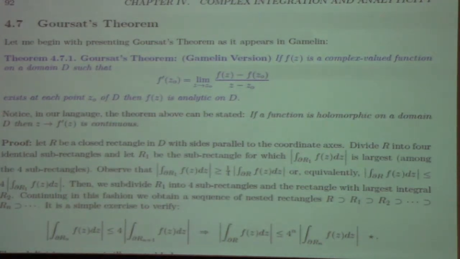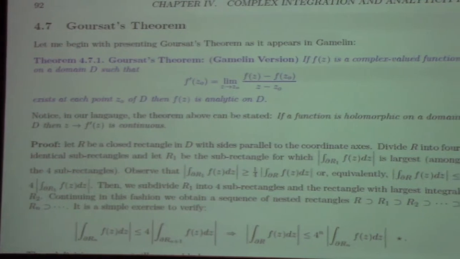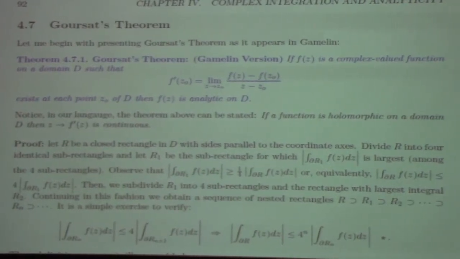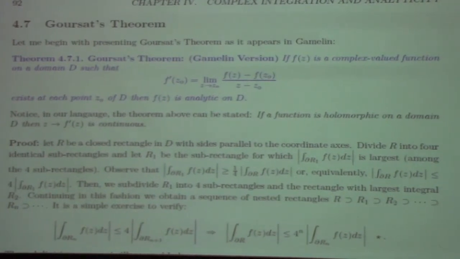What you do is we're going to use Morera's theorem, and we'll take a closed rectangle with sides parallel to the coordinate axes. You divide the rectangle into 4 identical subrectangles, and then you pick one of the subrectangles to be the one for which the integral around that rectangle of f of z dz is the largest.